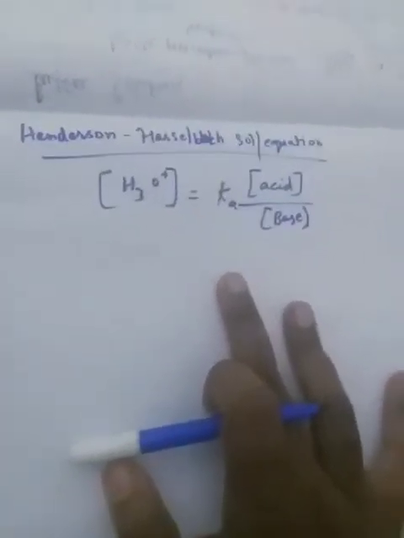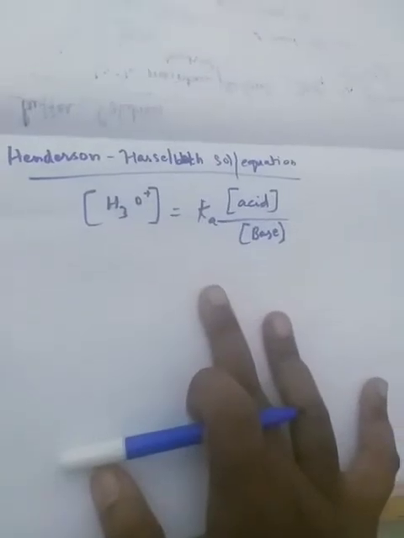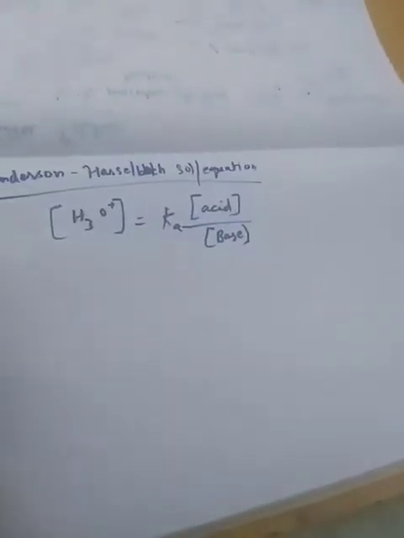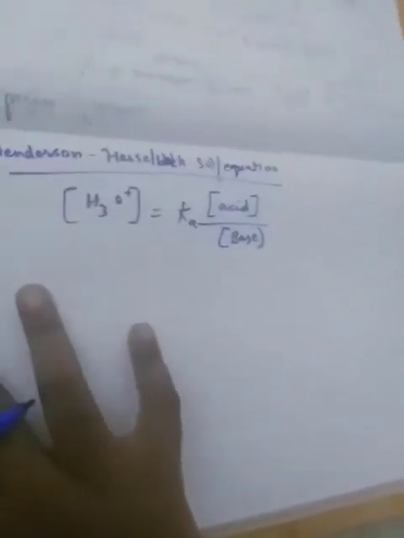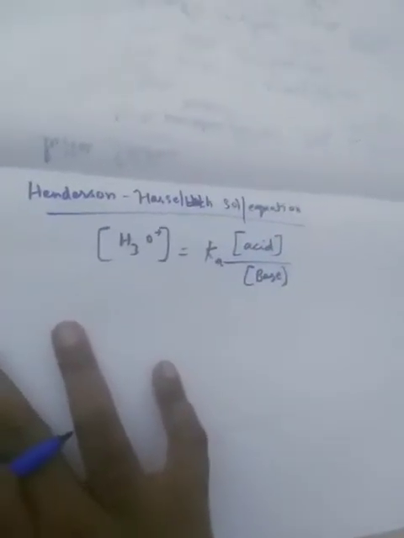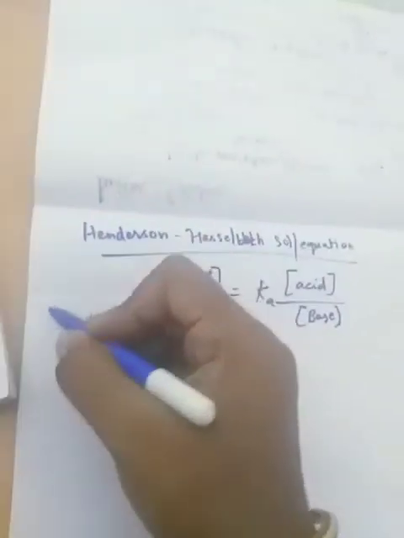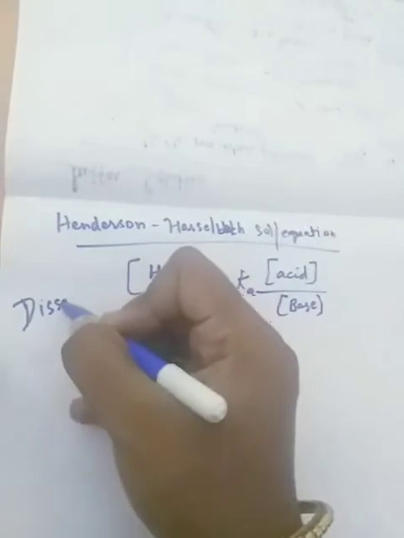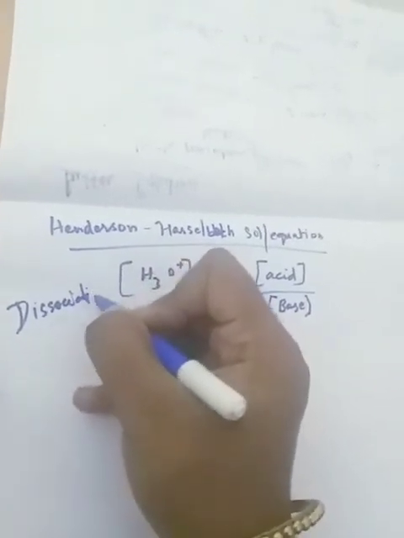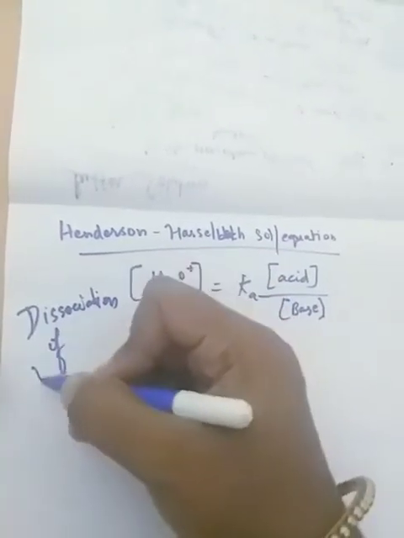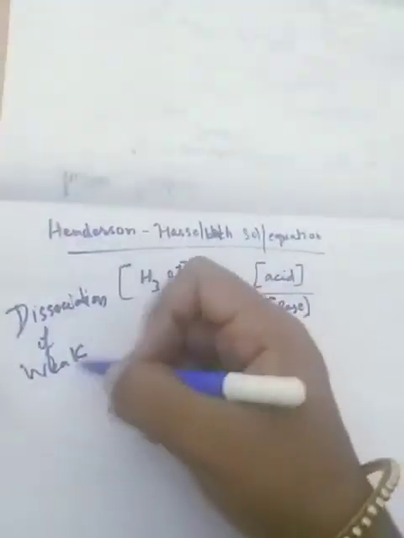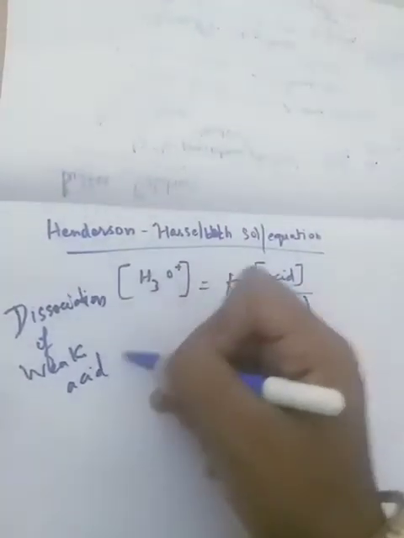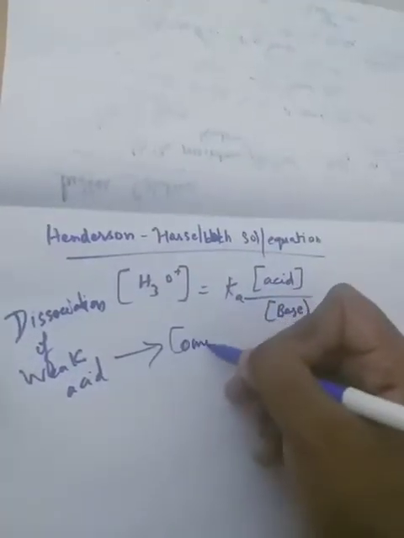Now we are going to see about the Henderson-Hasselbalch equation. How we are going to derive this equation is that we have to take a weak acid's dissociation. If we consider a weak acid dissociating to a smaller extent, the common ion effect is produced.